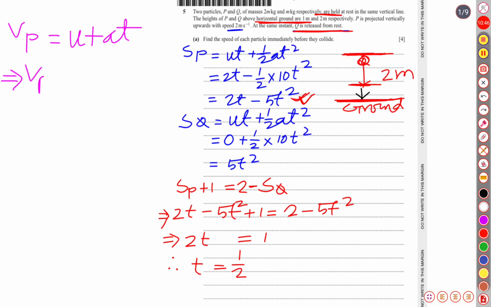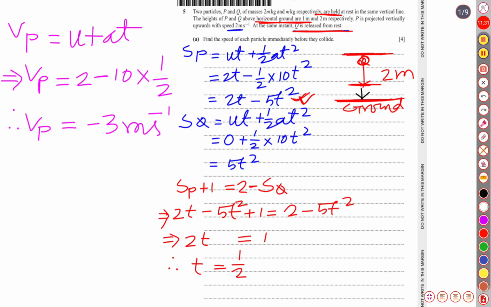Then Vp is equal to the initial velocity of P, which was 2 meters per second, and the acceleration due to gravity is acting downward, whereas the particle was projected upward, so it is going to be 2 minus the acceleration due to gravity, which is 10, times t. We have come to know that after half a second they collided with each other, so t is half. Hence the final velocity of particle P before it collides with particle Q is 2 minus 5, that means negative 3 meters per second.